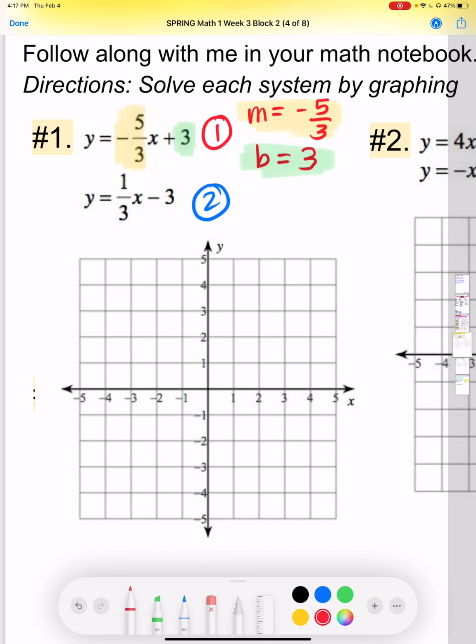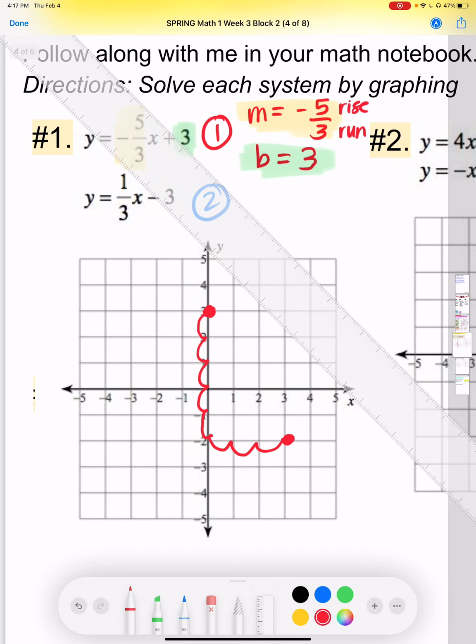I'm starting off with my y-intercept. My y-intercept is found at 3, so I'm going to go up to 3 and plot my point, and then I'm going to move with my slope. My slope is always rise over run. So that means I'm going to move down 5 units and to the right 3. So I'm going to go 1, 2, 3, 4, 5, and then to the right 1, 2, 3. So my second point is right here.